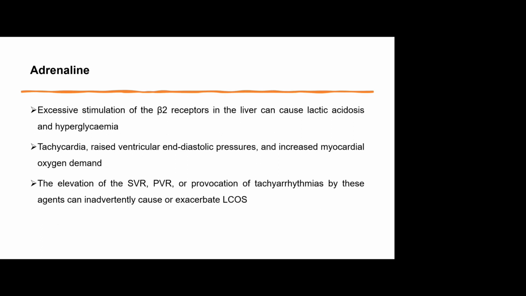We all see that when you give adrenaline, patients are hyperglycemic and their lactates are high. It's difficult to say whether the lactic acidosis here is because of poor organ perfusion or is related to adrenaline, because we know adrenaline activates the beta 2 receptors in the liver, and that can result in gluconeogenesis, resulting in hyperglycemia and lactic acidosis. However, adrenaline does cause tachycardia. It increases the ventricular end-diastolic pressures, and also it increases myocardial oxygen demand.